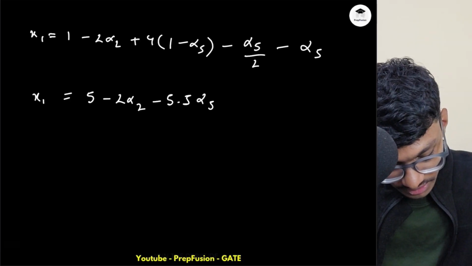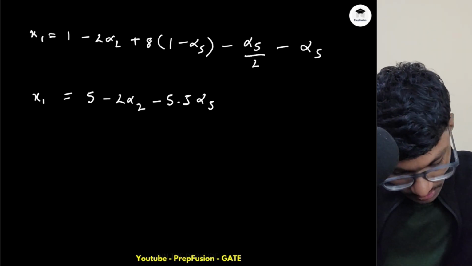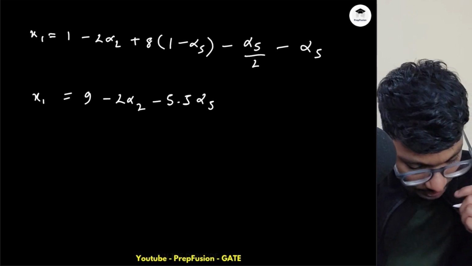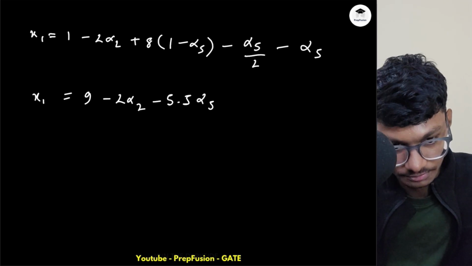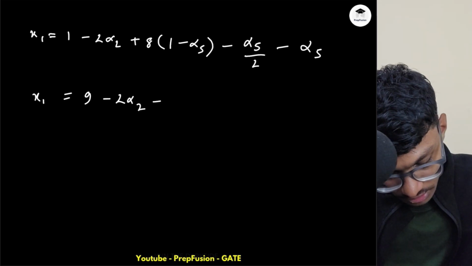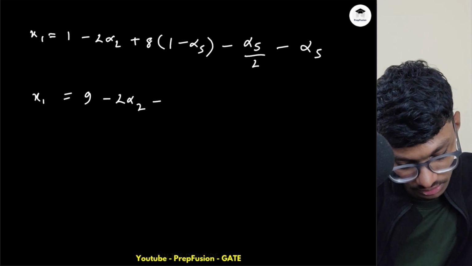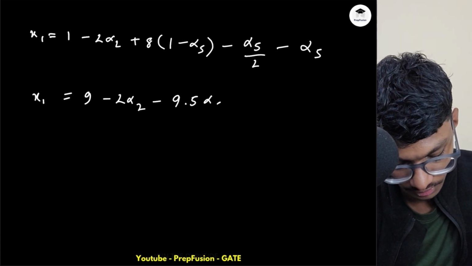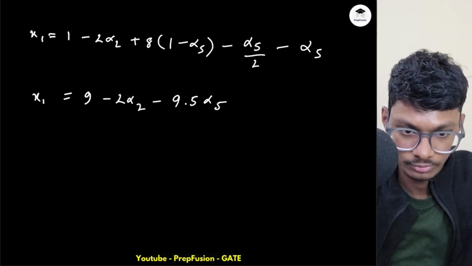So this is minus 2 x3, so this will be 2 only, so this will be 8, right? This will become 8. So this becomes 8, this will become 9, and this is minus 8 alpha 5. So extra 4 will get added, so this will become, wait a second, not extra 4. So this is minus 8 alpha 5, and this is, okay, just hold on a second, this will be 9.5 alpha 5, right? So yeah, this is minus 9.5 alpha 5.